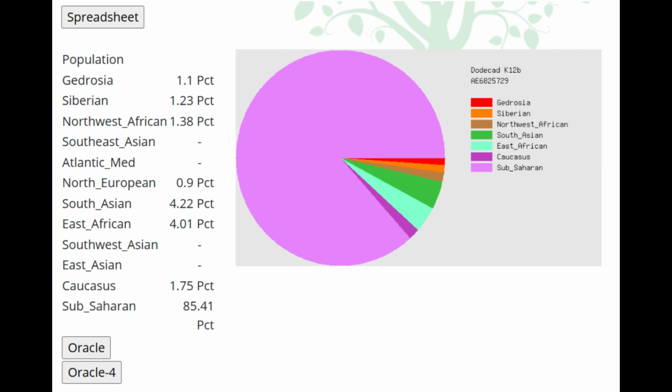Yet again, I get Jedrosia and Siberia, and that's like the Caucasus Mountains and North Eurasia. That's kind of weird because those aren't in my results, but maybe with the minor European that I do get on all of my results, it picks that up as these 2 categories. And then yet again, it has South Asian, which is 4.22%, which pretty much lines up with my Ancestry results in general. So that kind of all makes sense there.